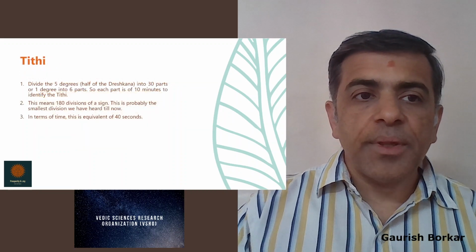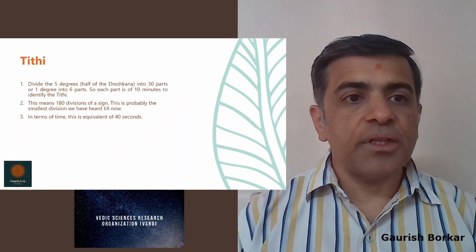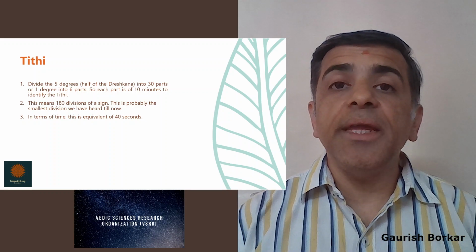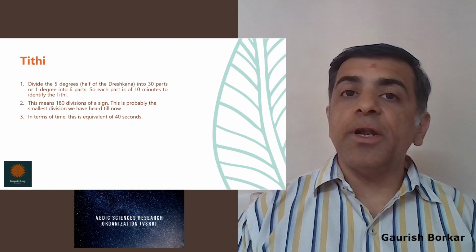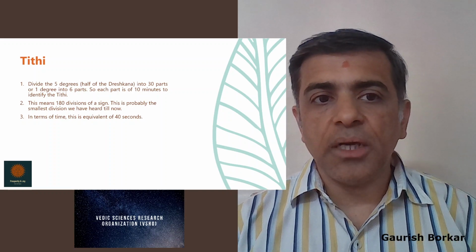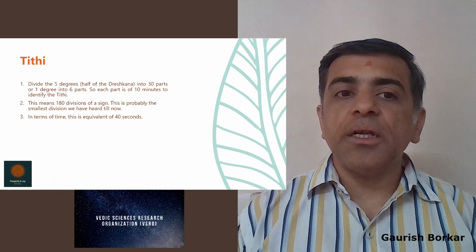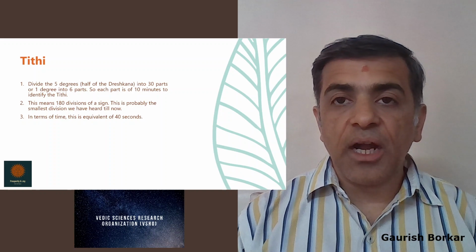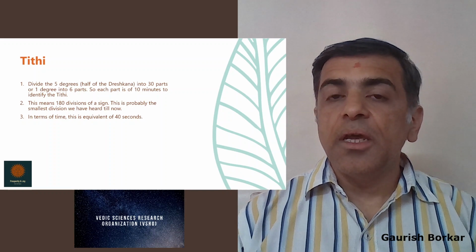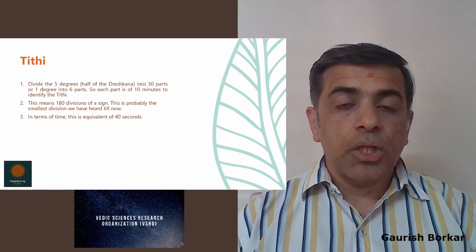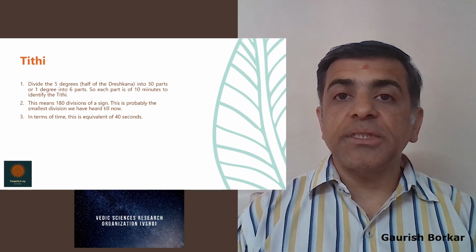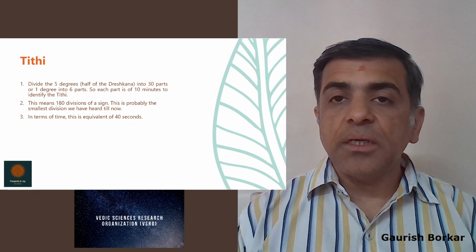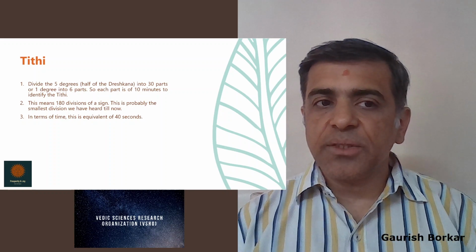Ramirad Acharya says, divide the 5 degrees or half of the Dreshkana into 30 equal parts, or 1 degree into 6 equal parts, so that each part is of 10 minutes, and with the help of that you can identify the Tithi. Here the 10 minutes are not the actual minutes in our time, but these minutes are in the scale of degrees, minutes, seconds.